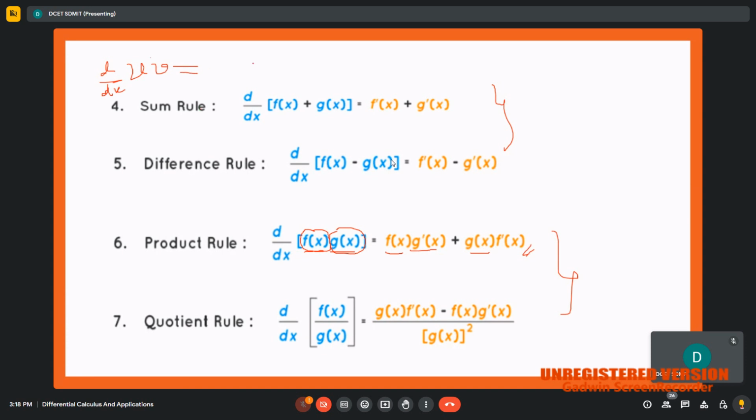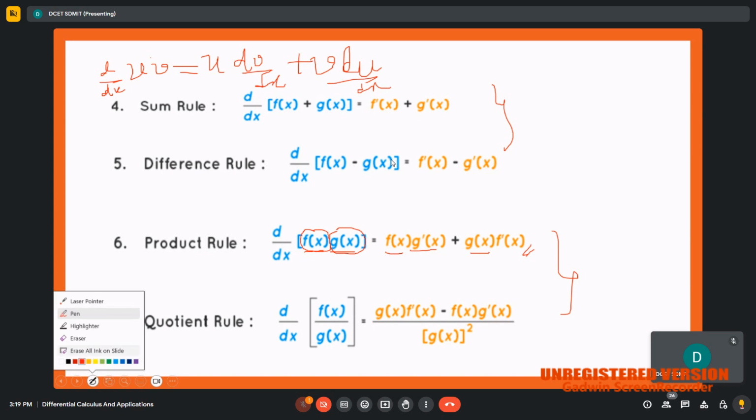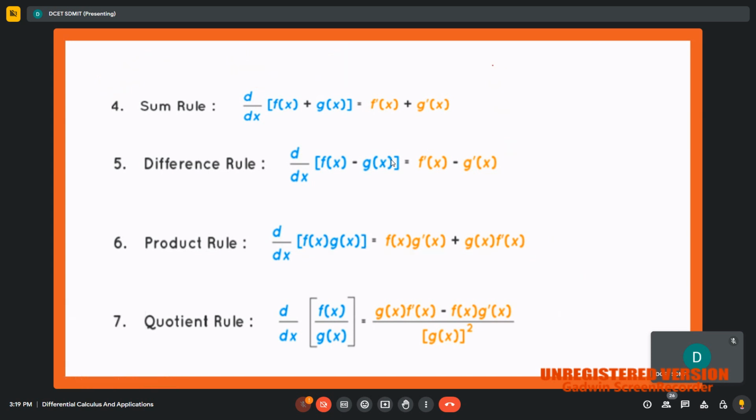First, for the product rule, see: first I keep u constant and differentiate v, that is dv by dx, plus I keep v constant and differentiate u, that is du by dx. Okay, this is the product rule. Now we are going to apply the quotient rule.